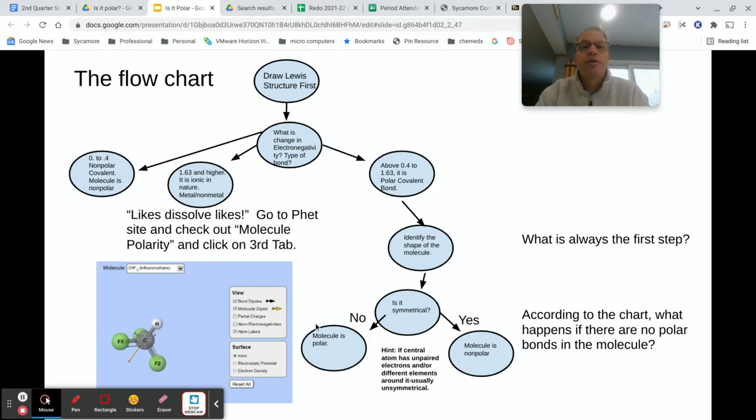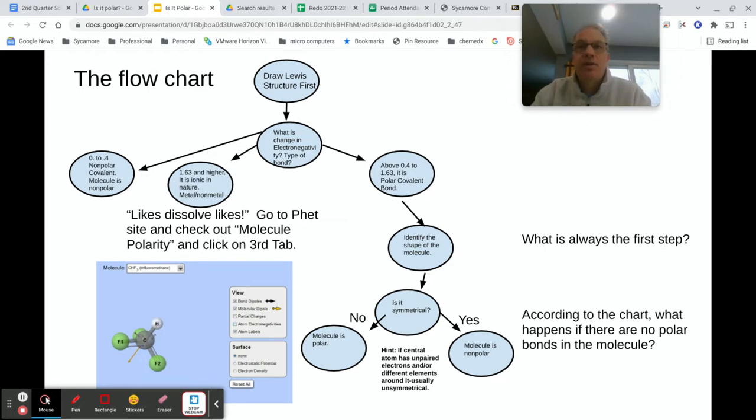Okay, so first of all, this right here is one of the most important pieces. And you'll have to know this, and it might look complicated. You can pretty much ignore this part here, but here's the basic idea. You have to draw the Lewis dot structure first. Once you do that, this is always the first step. Then take a look at the types of bonds that are present with the changes in electronegativities.